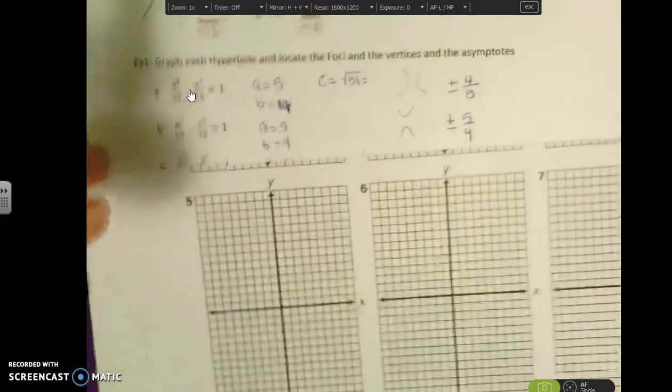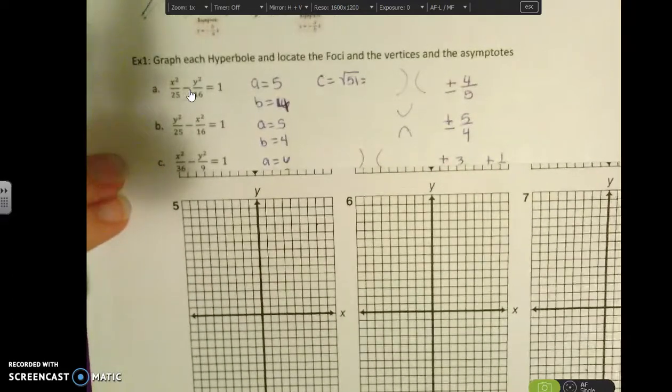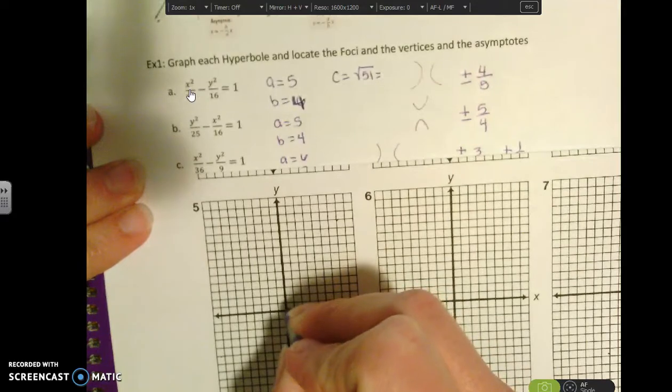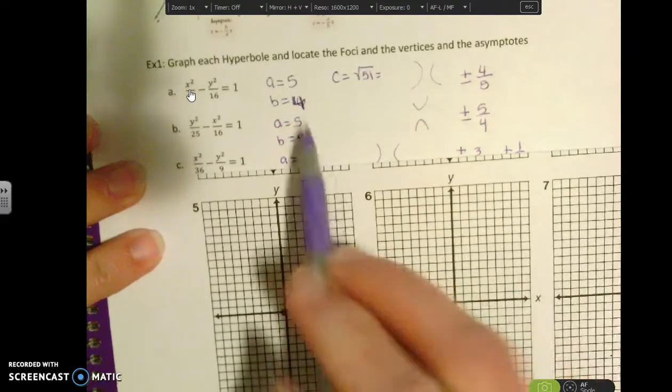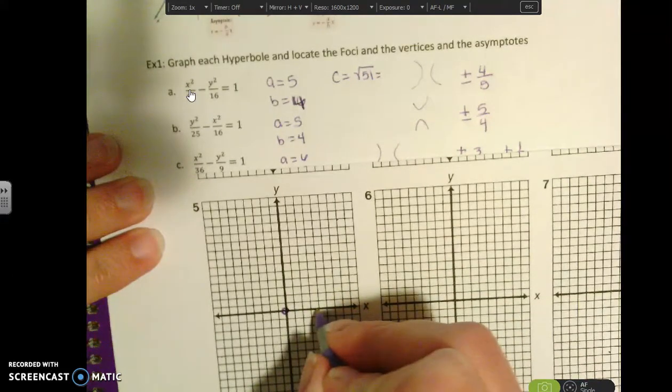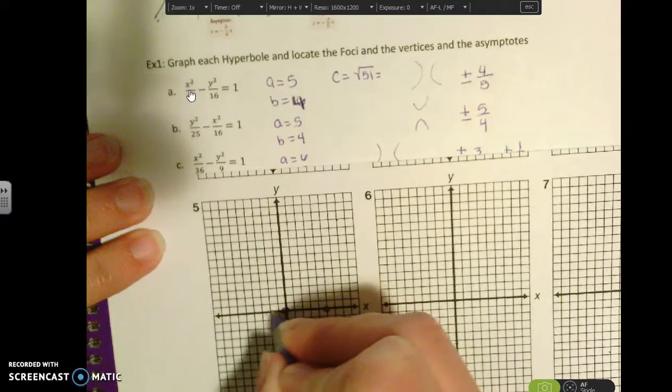Okay, so to graph it, first we're going to graph our center, which is 0, 0. And then we're going to graph a, since we know it's going left and right, we're going to go to 5. And we're going to go to -5.